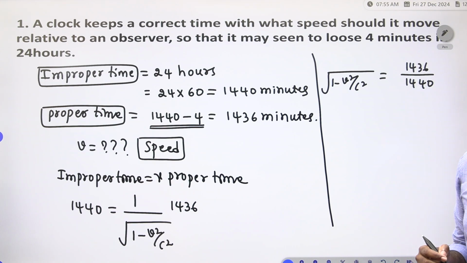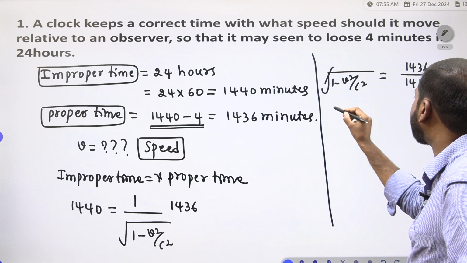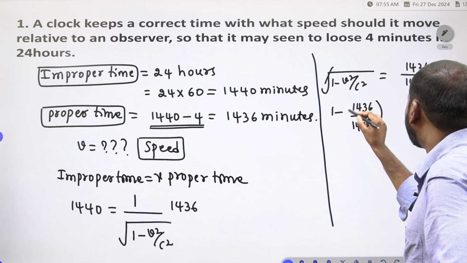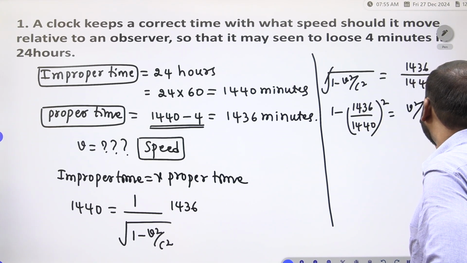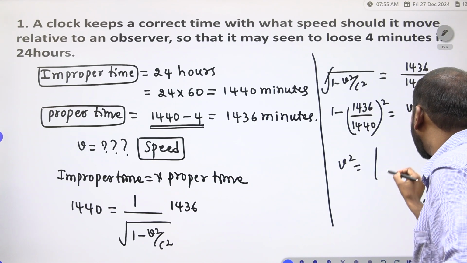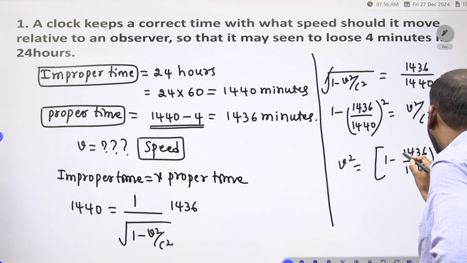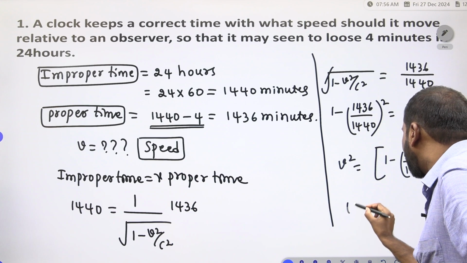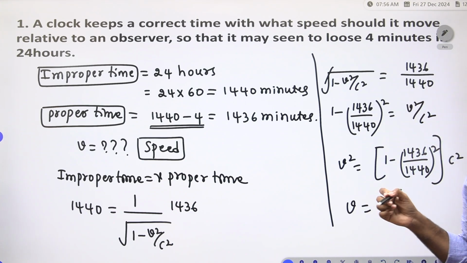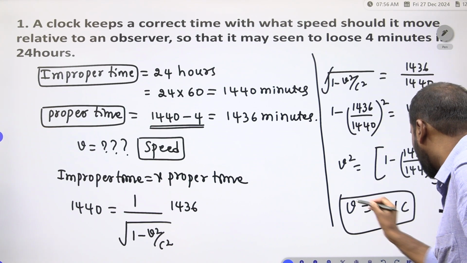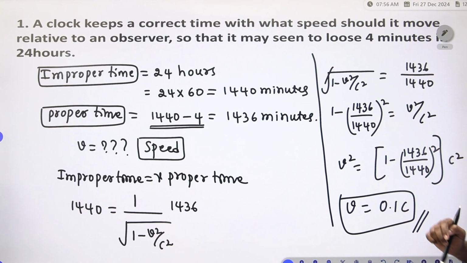Now you have to evaluate the value. After that, square both sides: 1 minus (1436 divided by 1440) whole square is equal to v square by c square. Therefore v square is equal to 1 minus (1436 divided by 1440) whole square, into c square. Therefore v is the square root, and simplifying, you will get 0.1 c. This is your answer. Like this you have to calculate in your competitive examination.